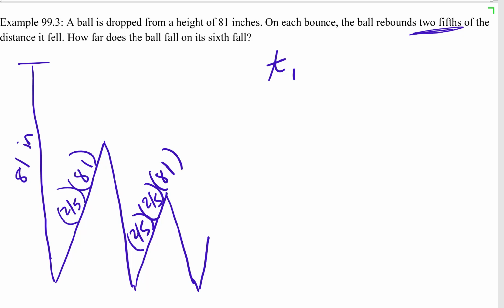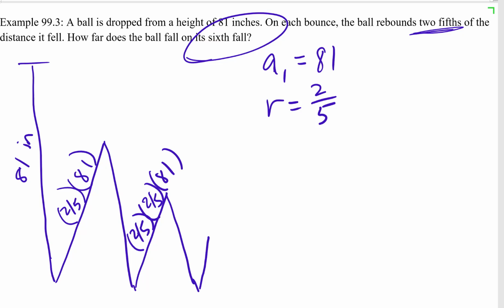So the first term, we'll call it a sub 1, since that's what I usually do, in this geometric progression is 81, and then each time the next fall is going to be 2/5 times that, because the next bounce is 2/5 times that, and it's going to fall as far as it bounced. All right, so 2/5 is the common ratio. So if I want to know how far it's going to fall on the sixth fall, I can just take the first term and multiply it by r raised to, and this is a sub 6, the fifth power, because it's always one less than the term you're on.